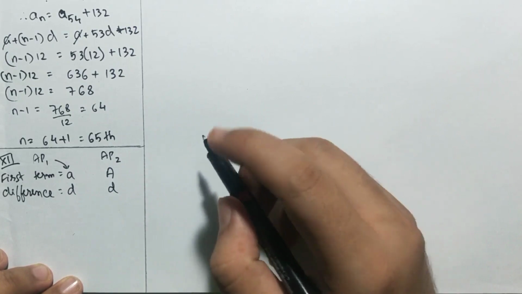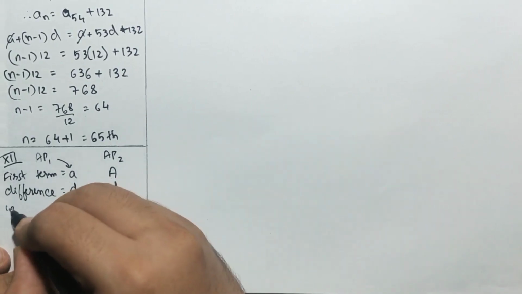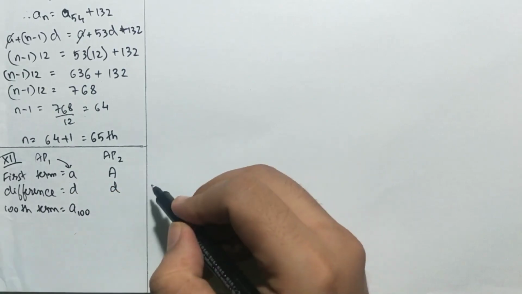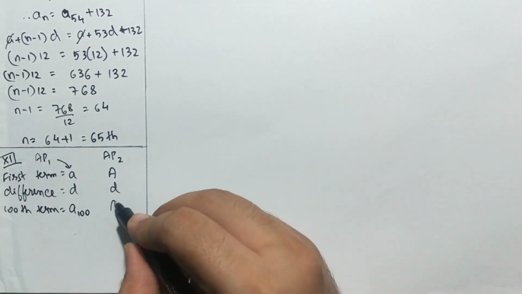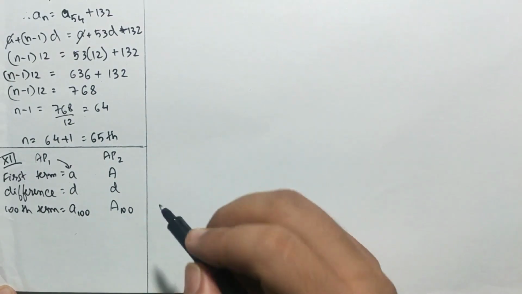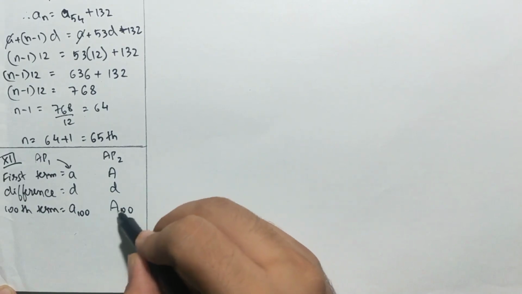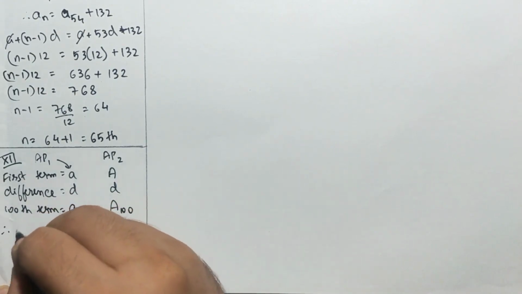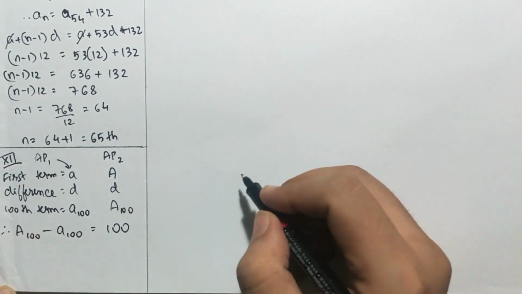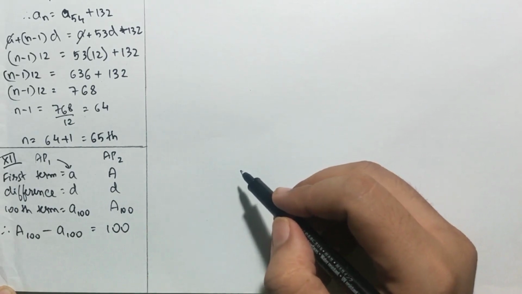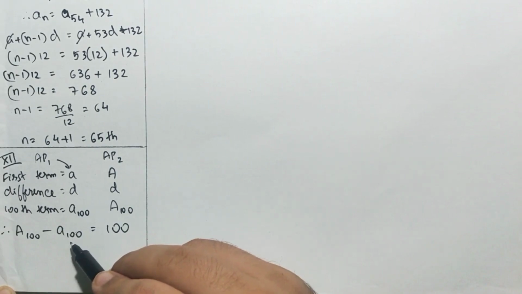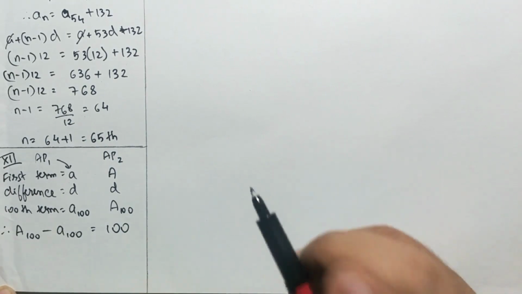The difference between their 100th term: this will be small a100 and this will be capital A100. The difference between these two terms is 100. I am taking this capital A term to be the greater value, so I may write A100 minus a100 equals 100. The difference between the 100th terms is given as 100. So this is the 100th term of the second AP and this is the 100th term of the first AP. The difference between their values is 100. This is given to us.